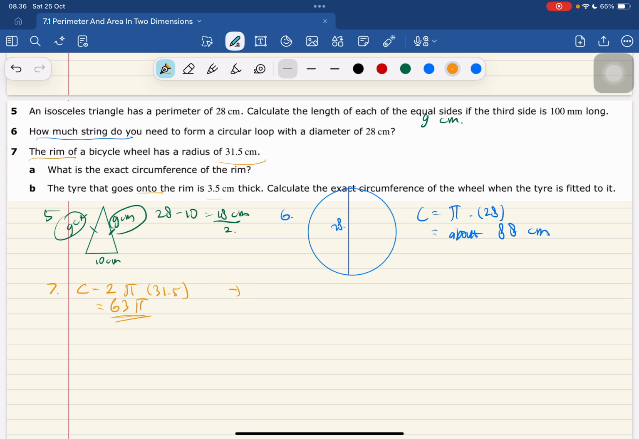So this is gonna be 31.5, and we plus by 3.5. So this will give us the answer of 35 centimeter total. So for the circumference, it's gonna be 2 pi multiplied by 35. So this is gonna be 70 pi centimeter.